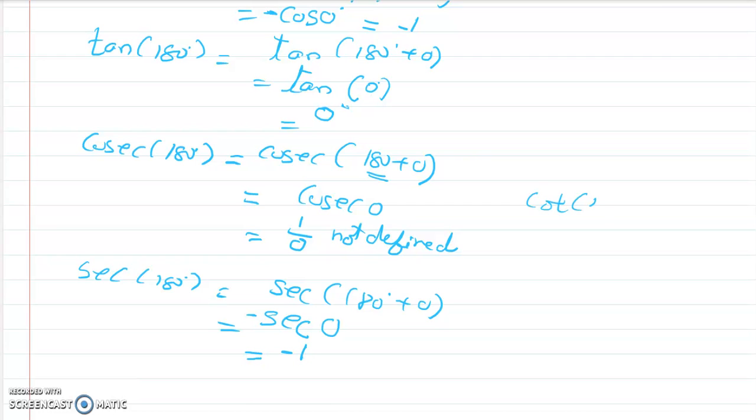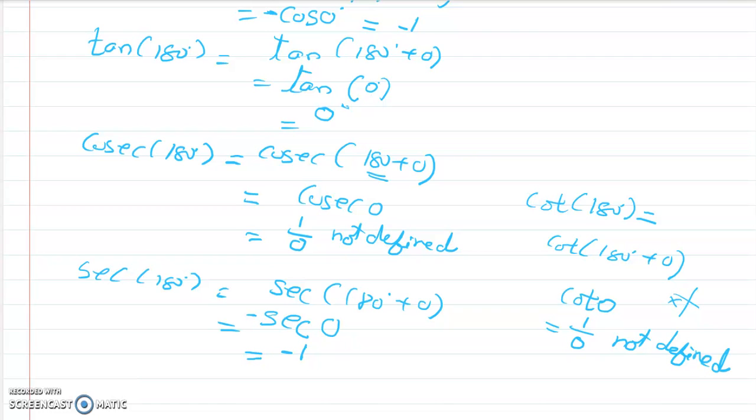Similarly, suppose you want cot of 180. You will write cot operating on 180 plus 0. 180 is an even multiple of 90 degree, so it is cot 0. Then it is lying in the second or third quadrant. Whatever may be the sign, since tan 0 is 0, cot 0 is 1 by 0, or you can write it as not defined.